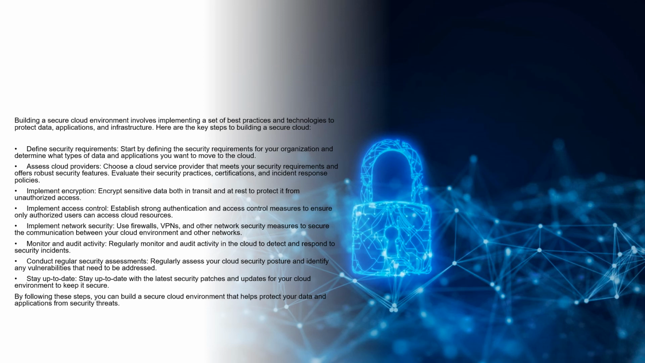Building a secure cloud environment involves implementing a set of best practices and technologies to protect data, applications, and infrastructure. Here are the key steps to building a secure cloud. Define security requirements. Start by defining the security requirements for your organization and determine what types of data and applications you want to move to the cloud. Assess cloud providers. Choose a cloud service provider that meets your security requirements and offers robust security features. Evaluate their security practices, certifications, and incident response policies.